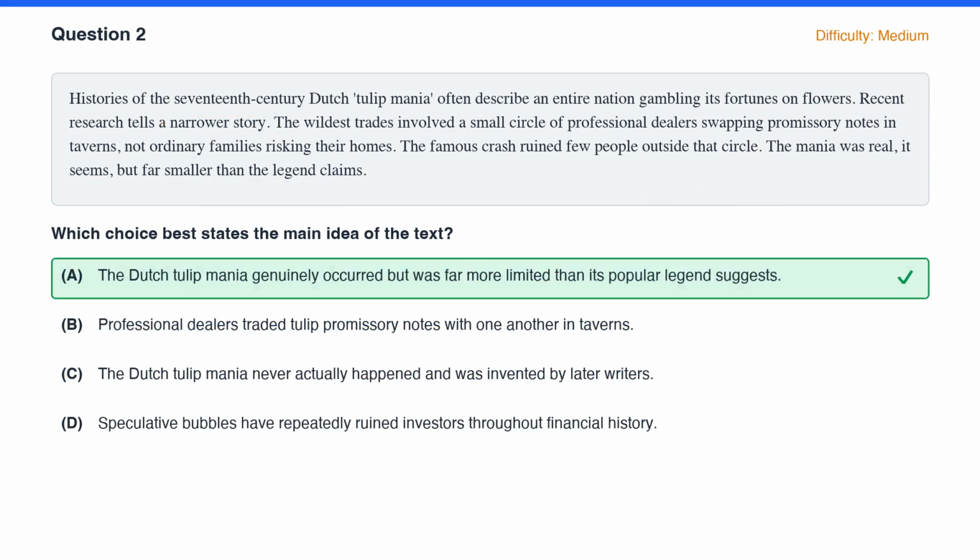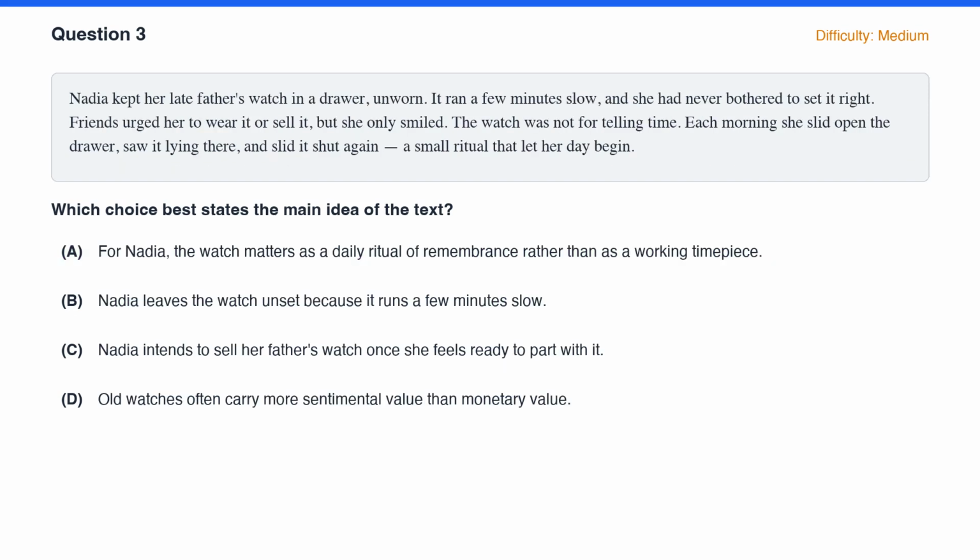A is right because it keeps both halves. The mania was real, and it was smaller than the legend. The traps each dropped a half or stretched too far. Question 3. And here the claim is quiet. Check 2. Say the whole text in one sentence.